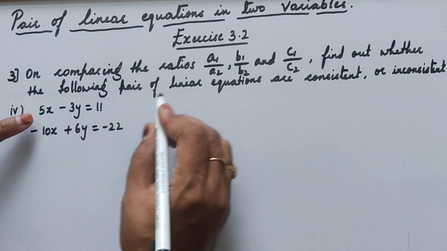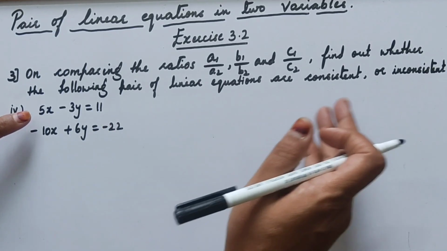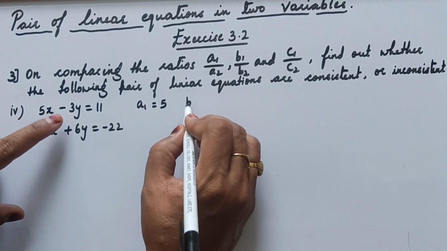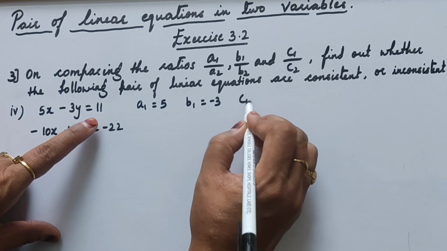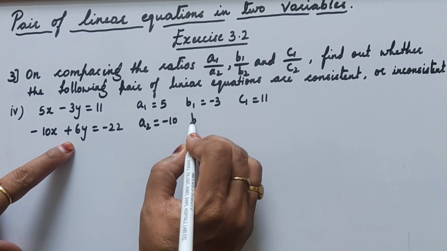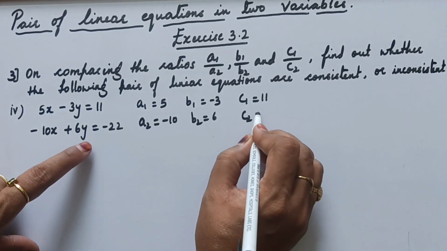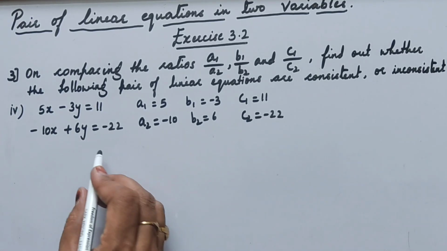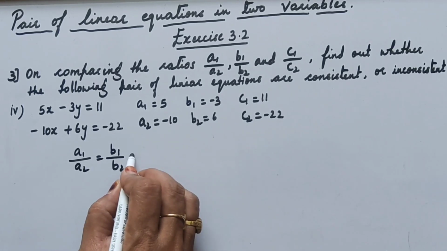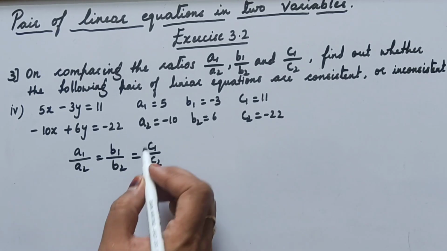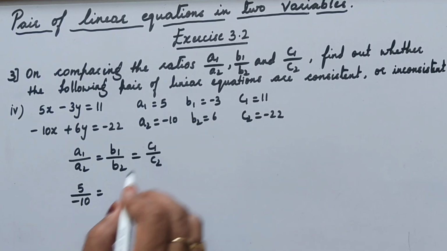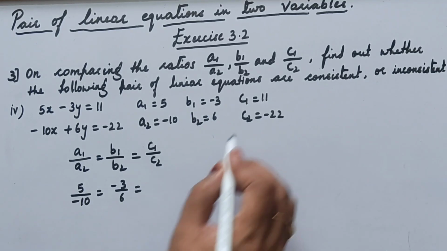Now here we'll just compare these linear equations and find out whether it is consistent or inconsistent. First, a1 will be 5, b1 equal to minus 3 and c1 equal to 11. Similarly, a2 equal to minus 10, b2 equal to 6 and c2 is minus 22. Let's compare. a1 upon a2 equal to b1 upon b2 equal to c1 upon c2. Now a1 upon a2, that is 5 upon minus 10, b1 upon b2 is minus 3 upon 6 and 11 upon minus 22.